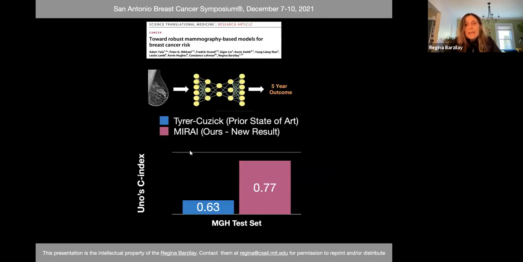I wanted to compare with the model that is commonly used today in clinical care, and it's called Tyrer-Cuzick. I'm sure you're all familiar with it. So if you're looking at C-index on 5-year prediction, you can see on the cohort where we tested, our model, called Mirai, achieves 0.77, while Tyrer-Cuzick achieves 0.63.